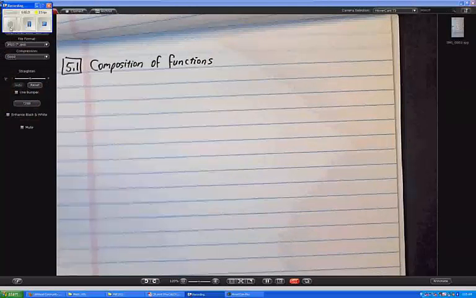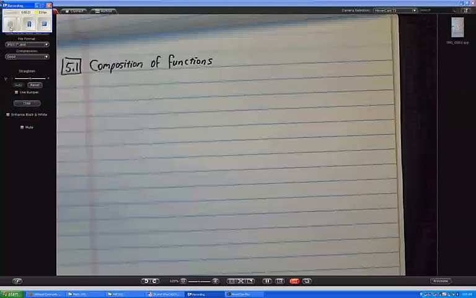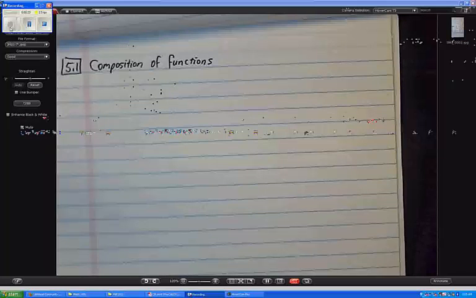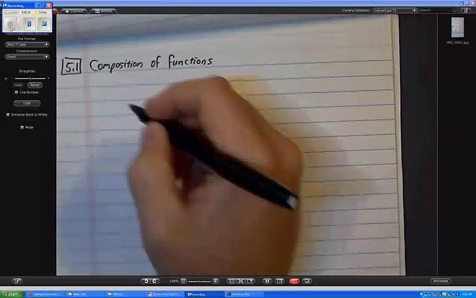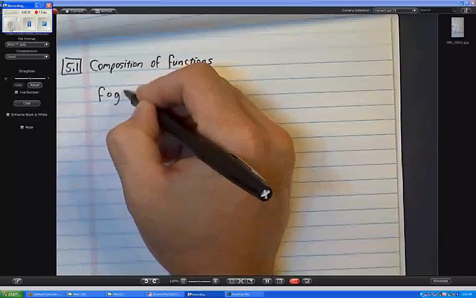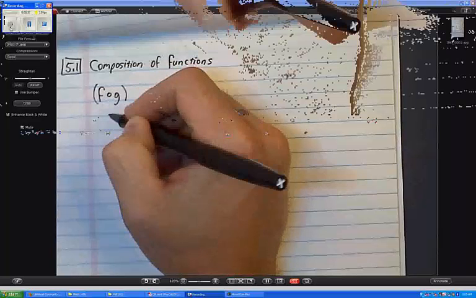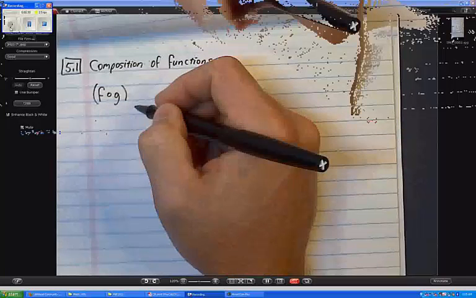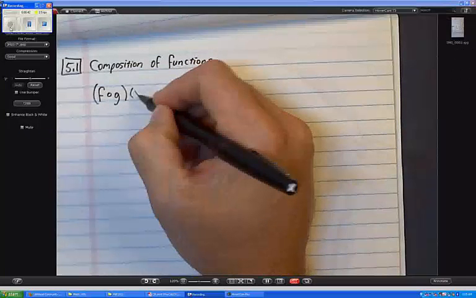So what I want to do here is introduce a new symbol to you. Okay? And so the symbol is f circle g, where you have two functions. And I'm going to put those in parentheses like the book does. Sometimes these parentheses aren't here, but our book does that.